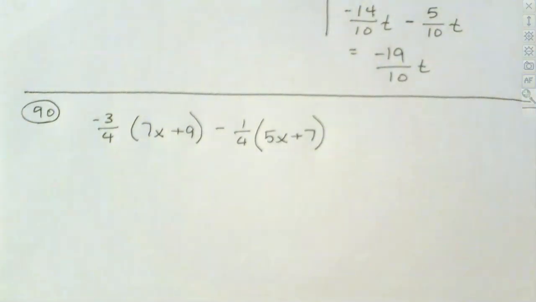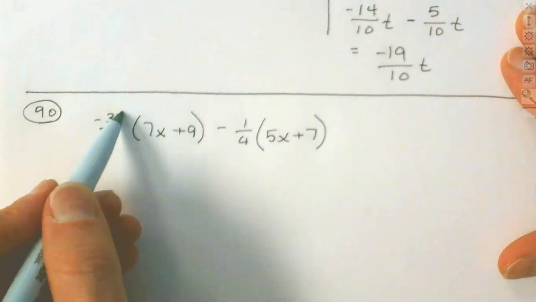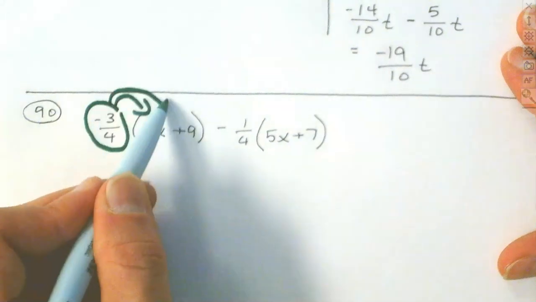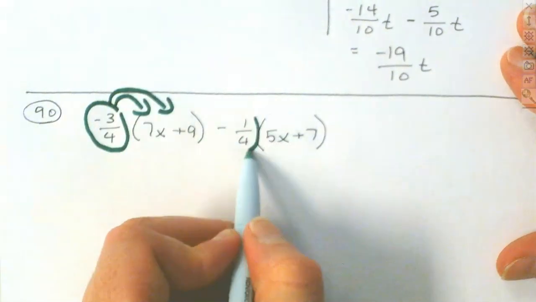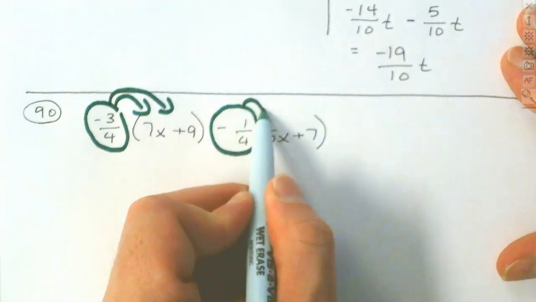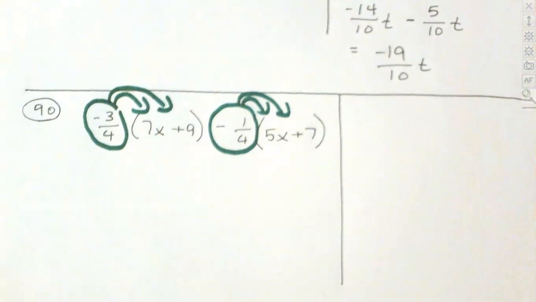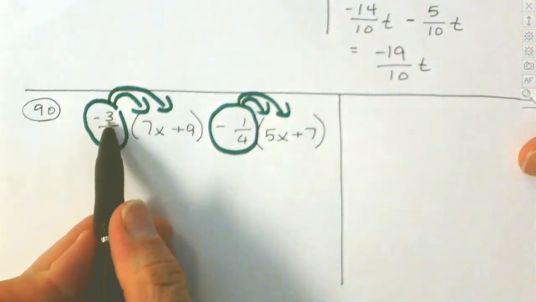When I see an expression like this one and I want to combine them together, what I always must do is parentheses first. And again, if they begin with a negative, I like to circle it. That way I remember to change my signs when I distribute through. So I'm going to distribute that negative 3/4 through, and I'm also going to distribute that negative 1/4 through. And you can write them over to the side if we need to. Take your time with these.